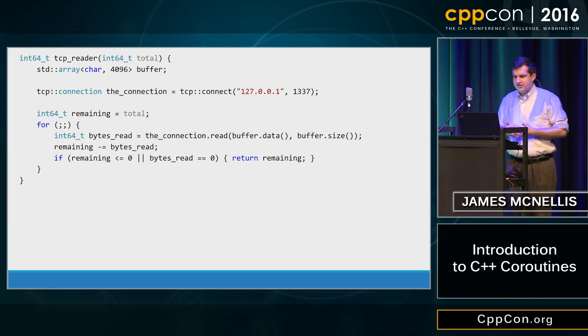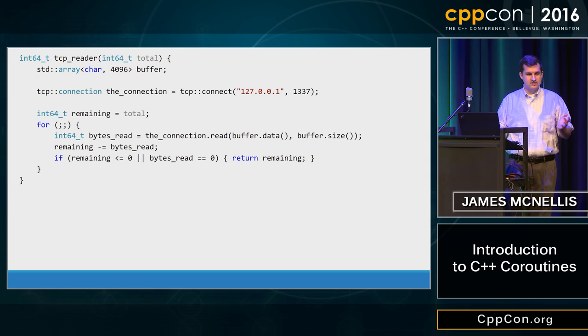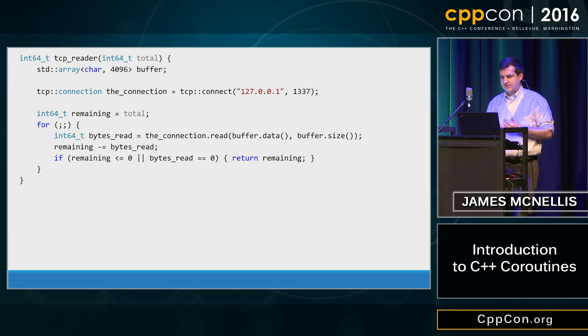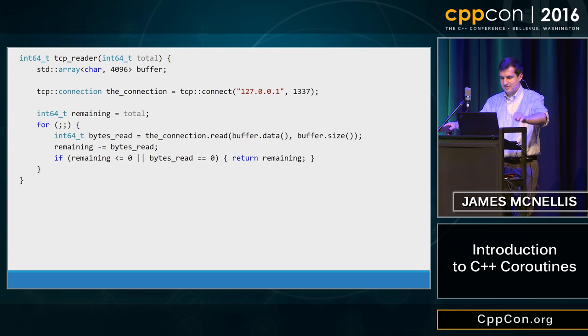In this function, we have, let's say, a TCP library, and it establishes a connection to a TCP server. Then in a loop, it reads 4K chunks from that connection until either it's read the number of bytes that were requested, or it reaches the end of the stream. Then it returns how many bytes were remaining that it did not read. So this is a synchronous program. The call to TCP connect is going to block until it establishes the connection. Each of those calls to read inside of the loop is going to block until the read completes. Note that in reality, within that loop, we would actually be doing some data processing, which we've just omitted here for brevity.